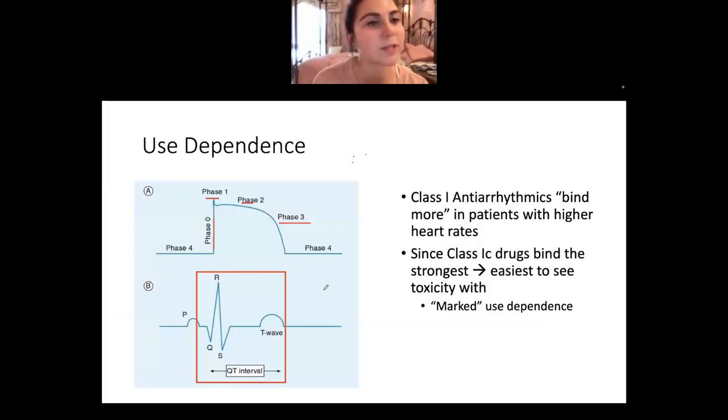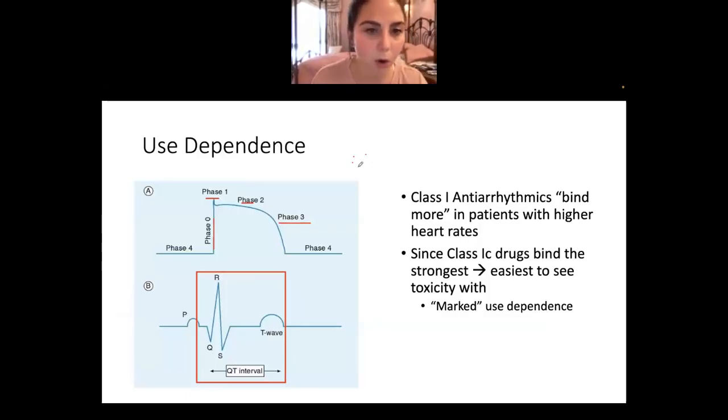And then since 1Cs bind super, super strong, those are the easiest to see any sort of toxicity with. So when we talk about toxicity with the different types, like the class 1As, the class 1Bs, and the class 1Cs, the class 1Cs have the highest toxicity. And they're actually not really used that much anymore because of the toxicity, but we'll talk about that. Does this make sense?